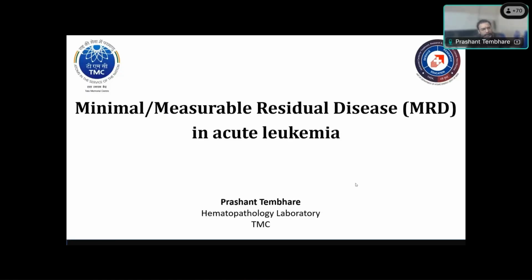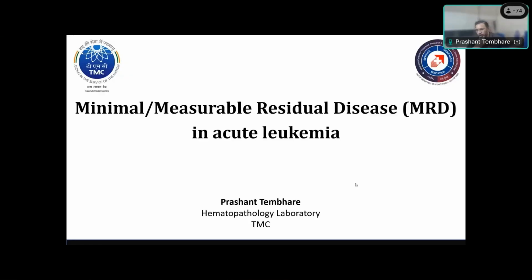The first part is what is measurable disease, why it is needed, and what is measurable disease. Then what are the different techniques? Second part, briefly, and then the primary focus of this talk would be flow cytometry as a technique in evaluation of MRD in B-ALL, which will be followed by T-ALL and then the AML.